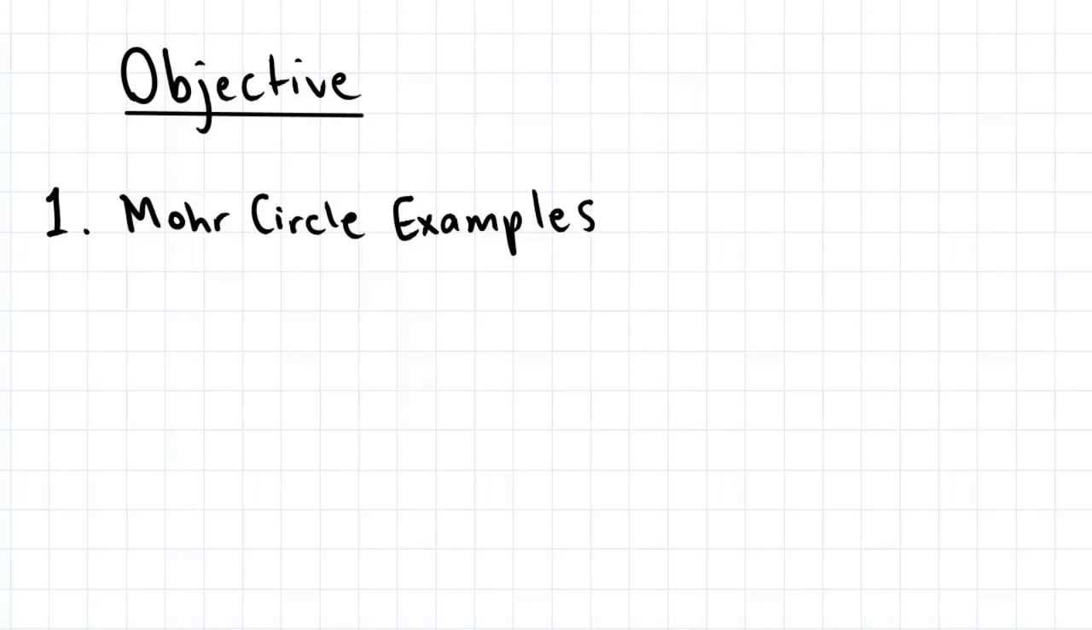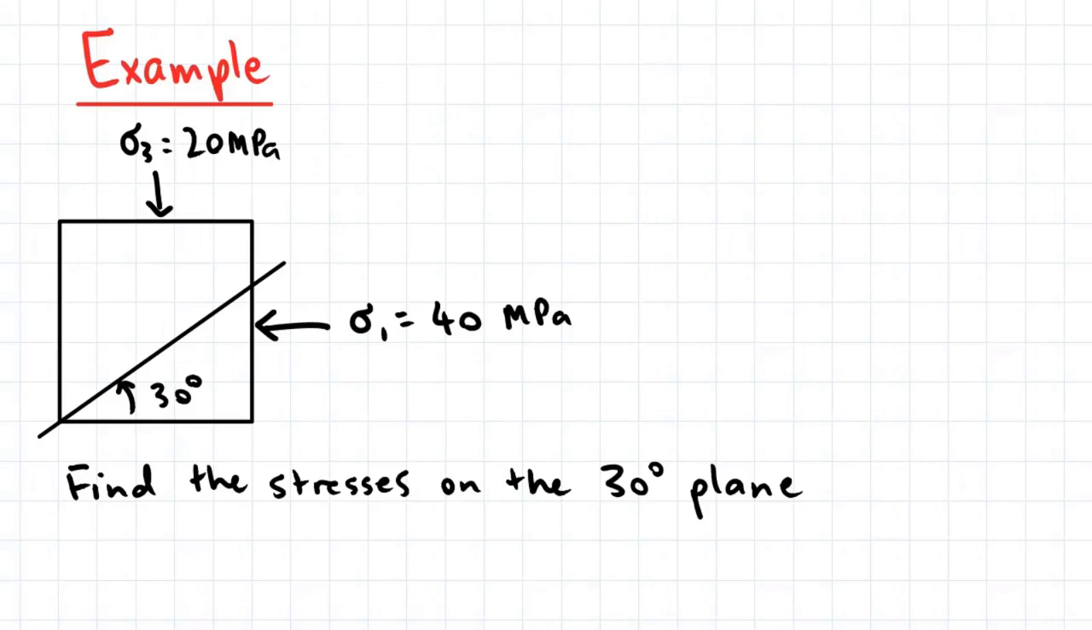Hey guys, the objective of this video is just to run through a couple of Mohr circle examples. So here we have a soil element with principal stresses acting on it. So we know our major principal stress and the minor principal stress. And we're interested in finding what the stresses are on a 30-degree plane. So what the stresses would be if the element was rotated 30 degrees.